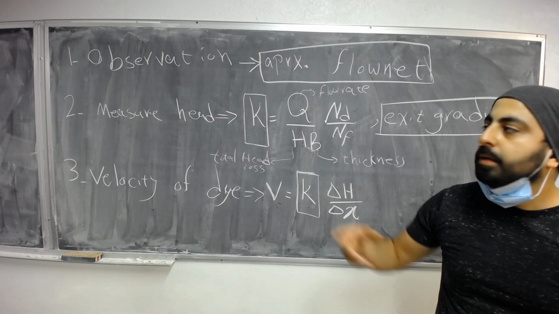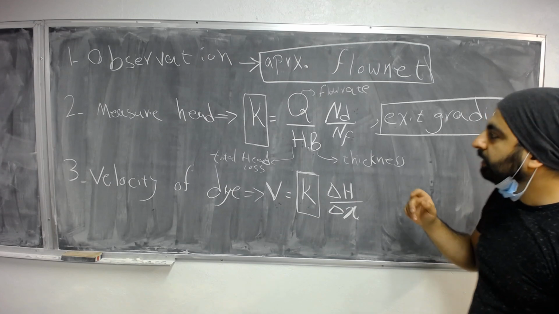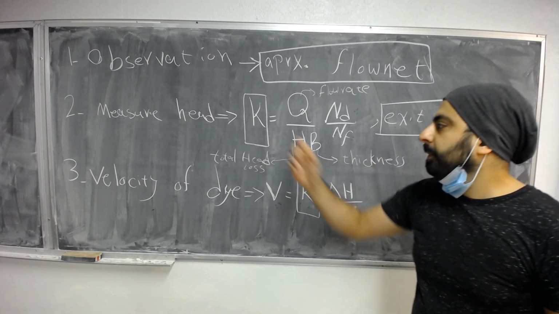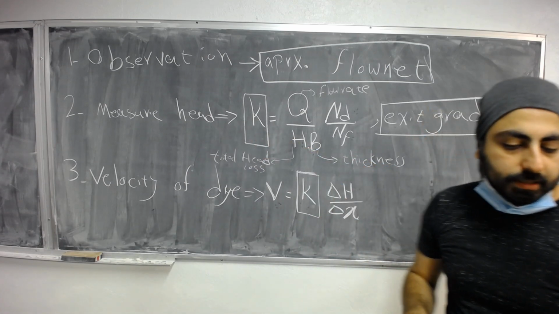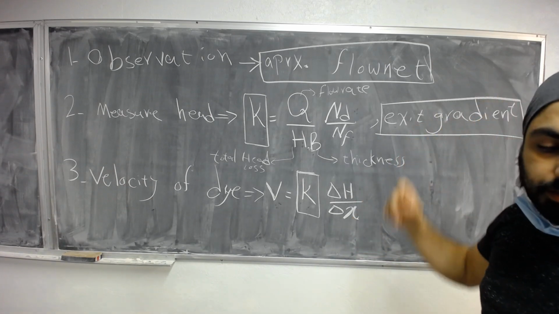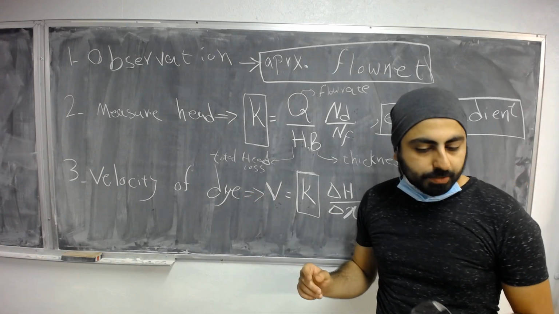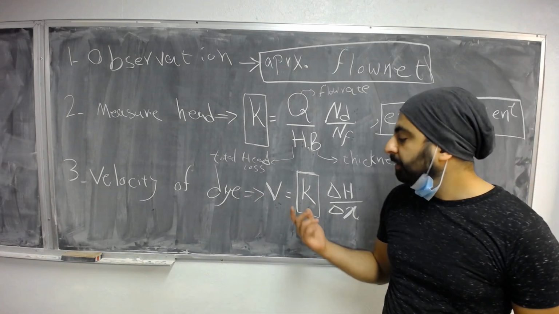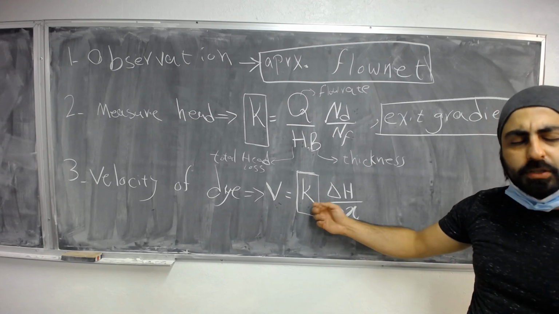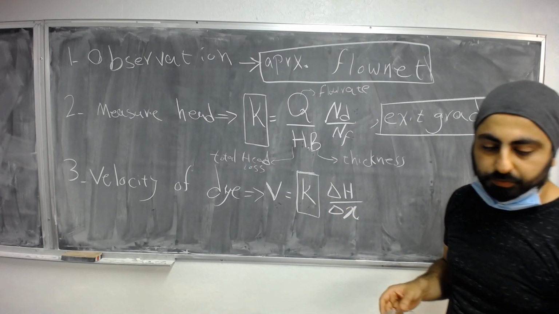So at the end of this lab, I need you guys to submit the approximate FlowNet, permeability that we have measured here in the second section, and the exit gradient. And on the third part, you guys are probably going to have 2 or 3 different permeability values to calculate, so I want to see all of them individually.